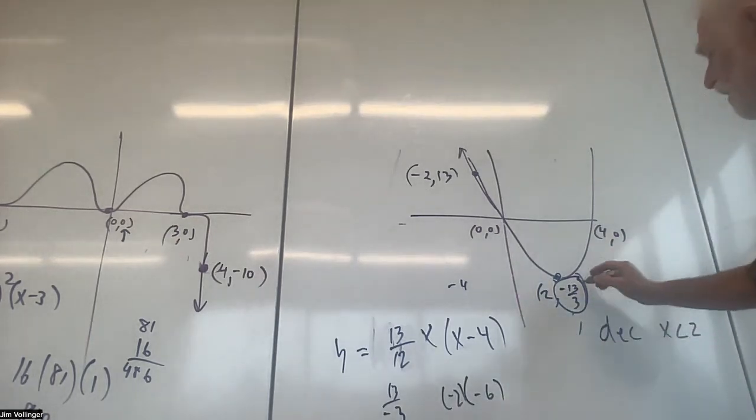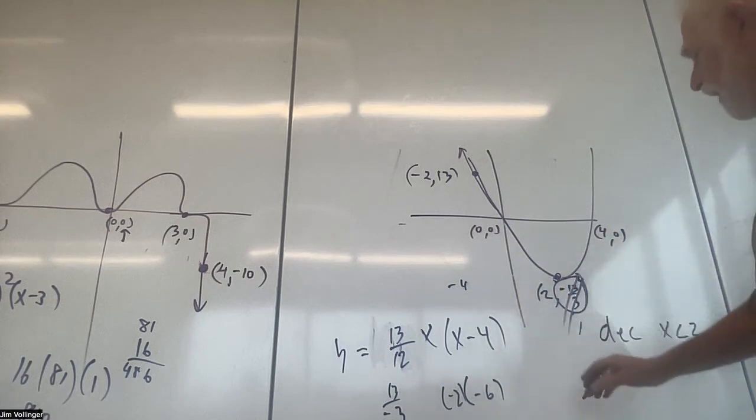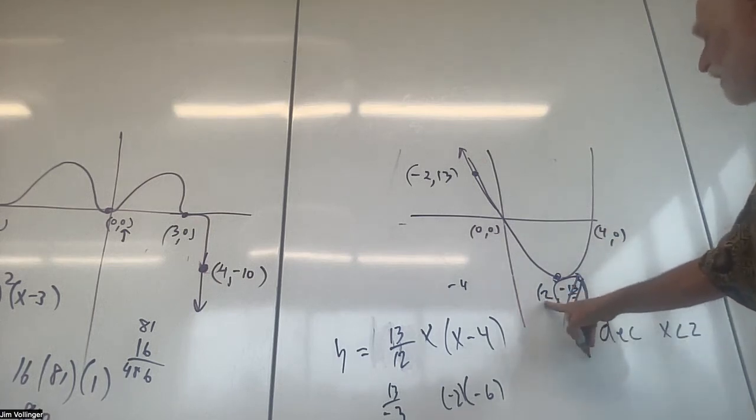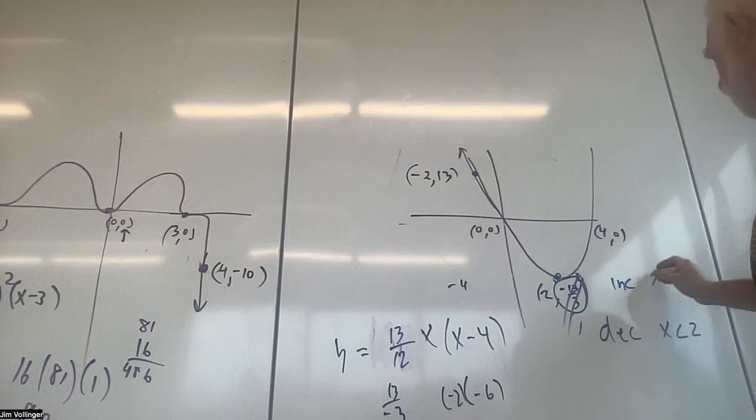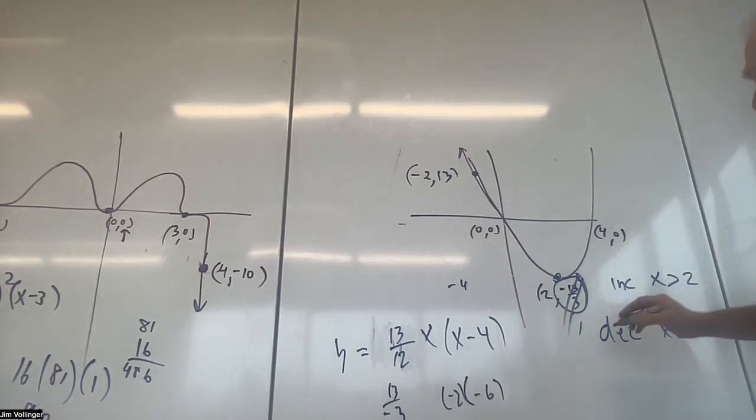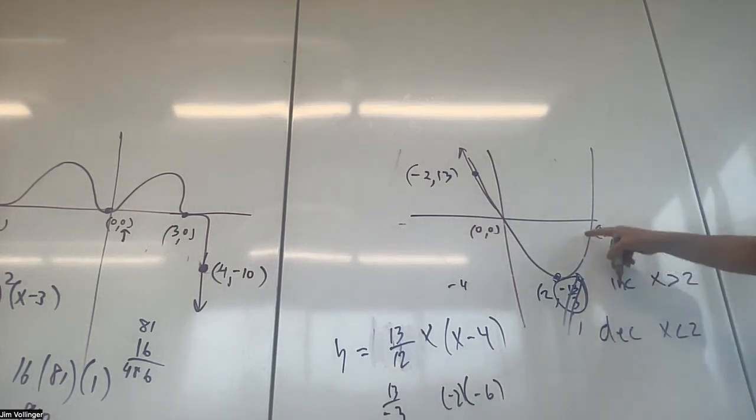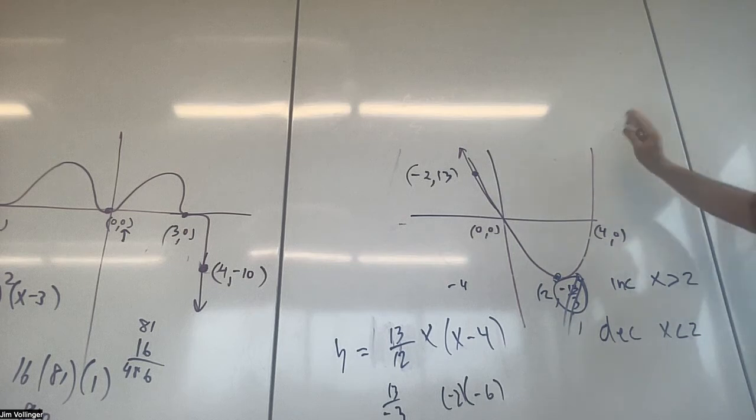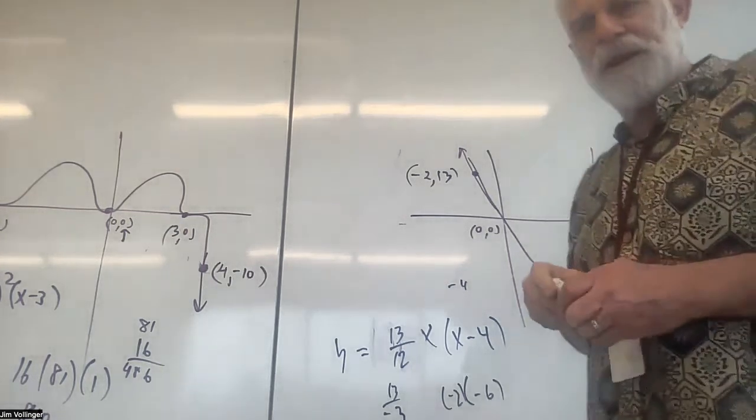So we don't talk about increasing and decreasing with the y values. We talk about it with the x. So this function is increasing for all x values greater than 2. So when I go to 3, 4, 5, 6, my y values are increasing. And I think that's a discussion that you're having as well.